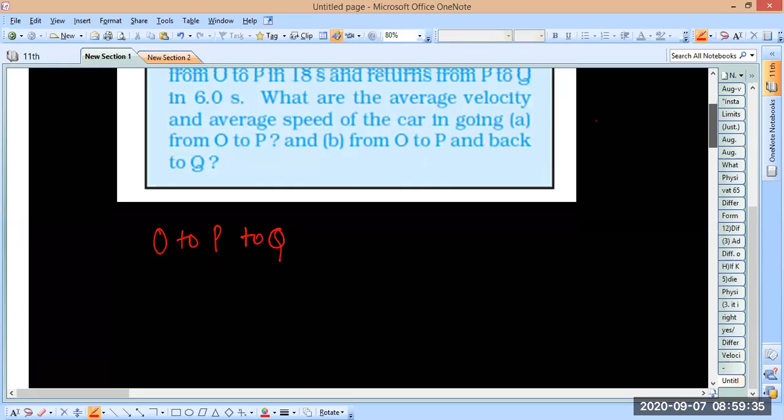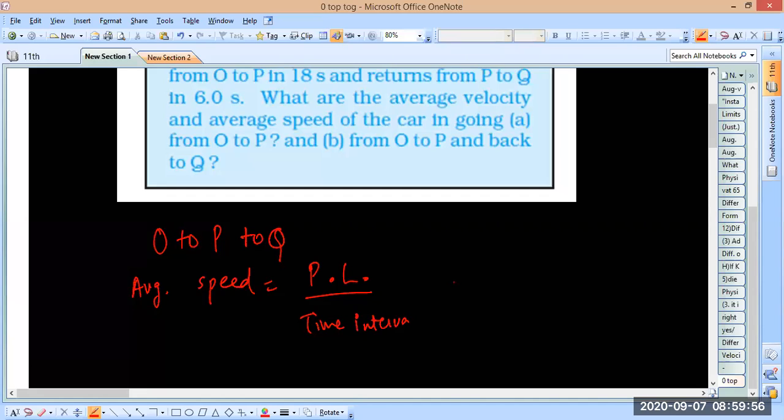So I think many of you have started finding average speed. So we are going to find out average speed now, first of all. The average speed formula is path length divided by time interval or time taken. Now, how much is the path length? Tell me the path length, everybody.